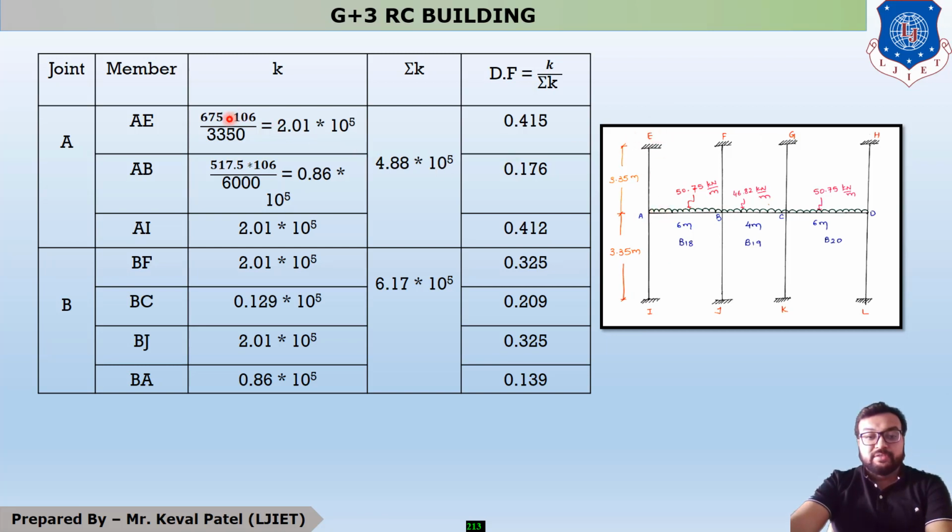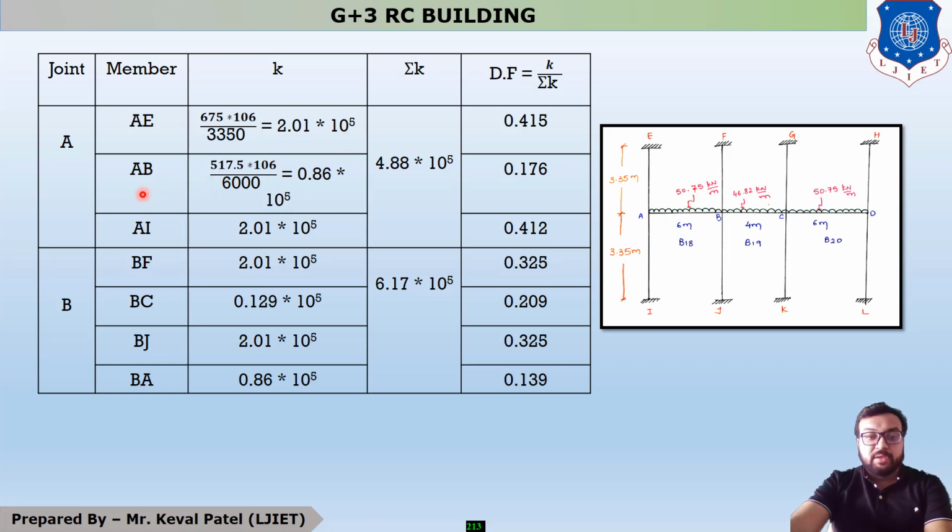Now what is the moment of inertia for column? So it is 675 into 10 raised to 6 divided by L. Now you can see that L is length. So what is this length? This length is 3350. So students, after putting all this value, we will get our answer of AE is 2.01 into 10 raised to 5.